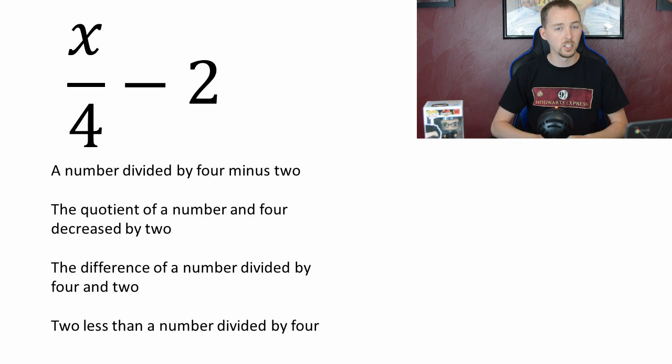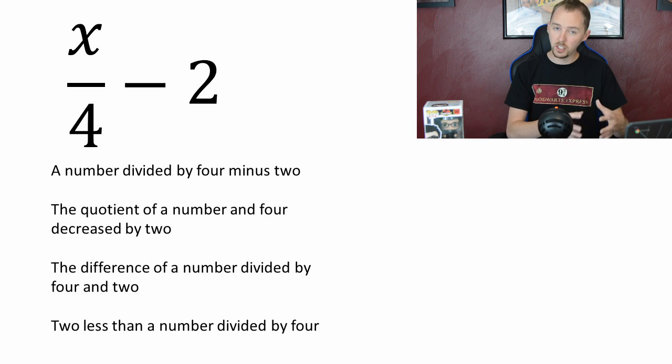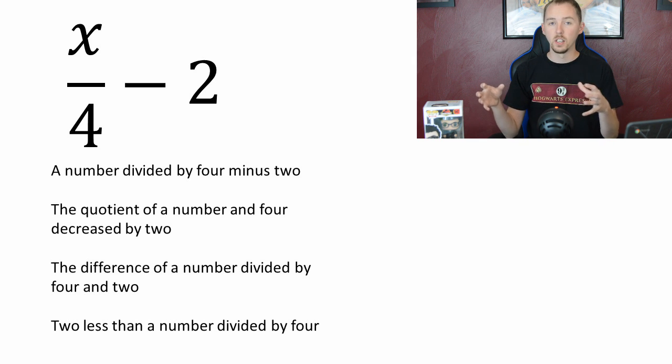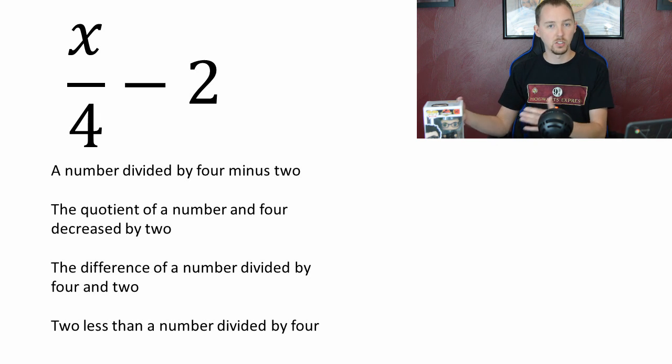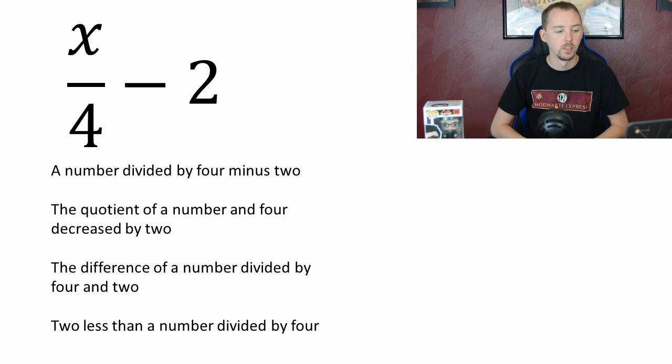Another way to say it, now this is a little bit more complicated, is the difference of. The next two things that we say are going to be subtracted. A number divided by 4, that's actually one thing, and 2. All right? So the difference of a number divided by 4 and 2. The second thing didn't happen until after the word and.